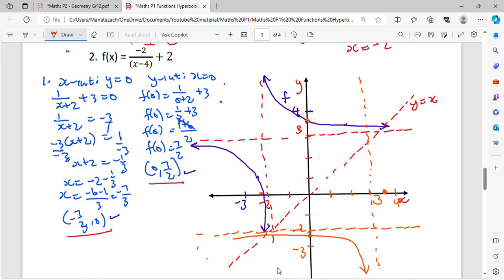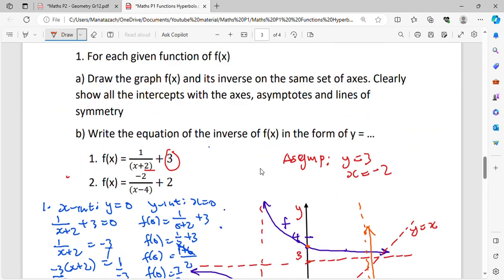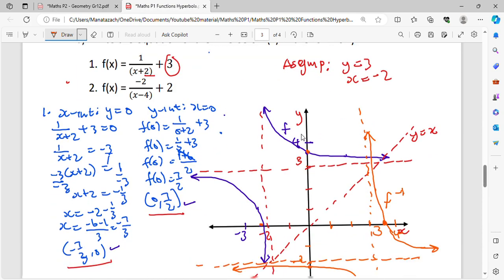It will not touch the asymptotes until infinity. Likewise here, it will cut on the x-axis at 7 over 2 and not touch the asymptote until infinity. So I will label it as the inverse function. So let's do question B. Question B says, write the equation of the inverse of f of x in the form y is equal to.